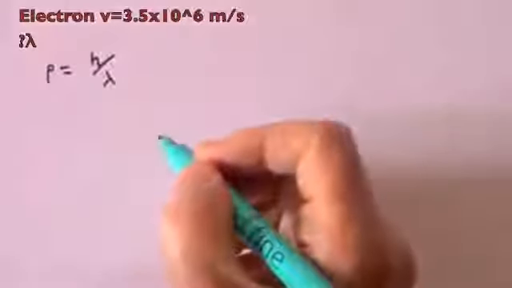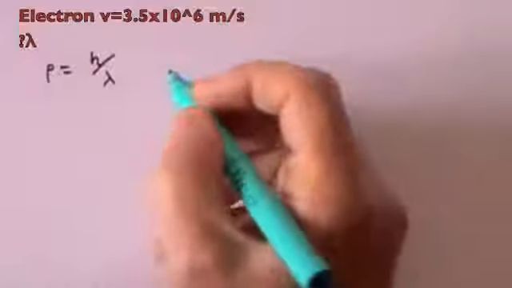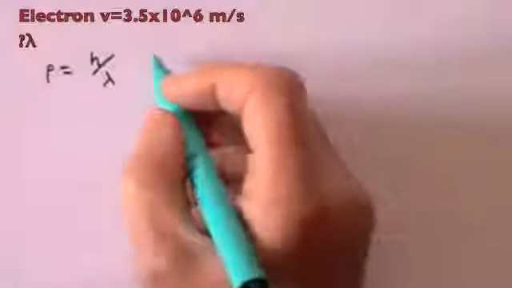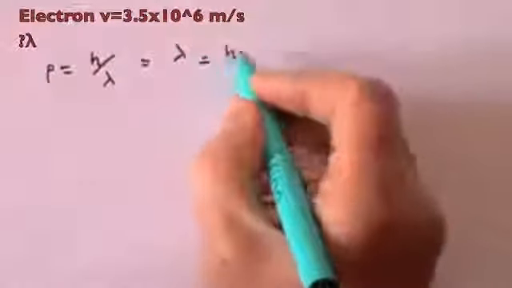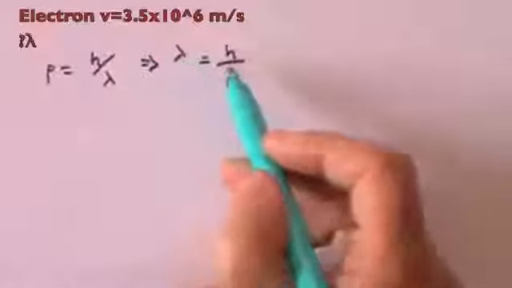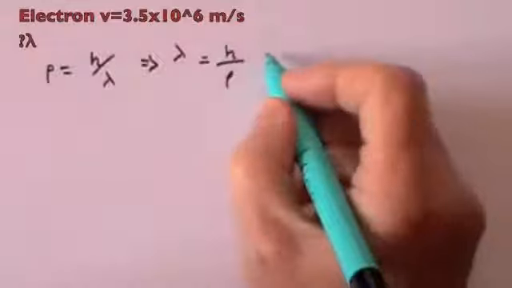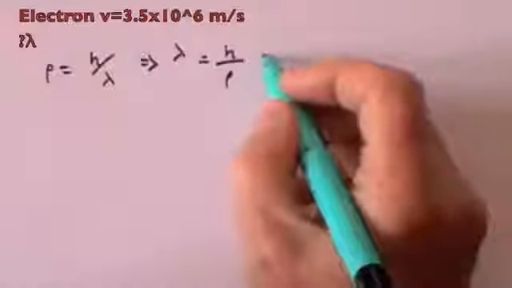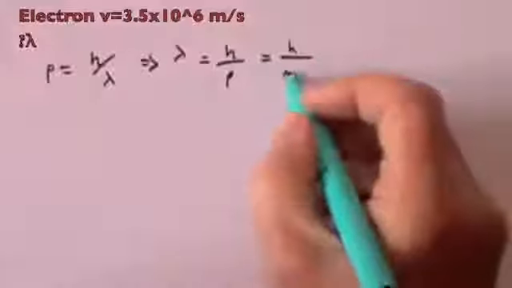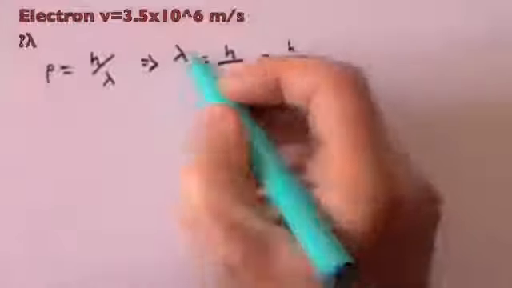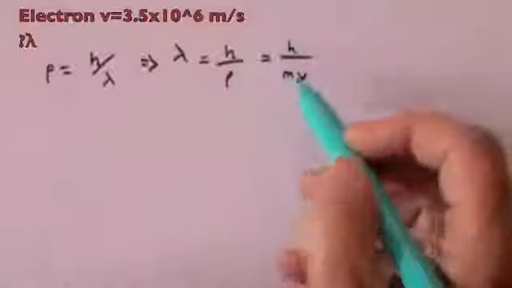Question 7. We are told that an electron has a velocity of 3.5 times 10 to the 6 meters per second, and we are asked to find its wavelength. So once again we can take the de Broglie formula, that p equals h over lambda. The momentum is Planck's constant divided by wavelength. We can rearrange that to say that lambda equals h over p. And since for an electron momentum is mass times velocity, that's h over mv. So now we've got that lambda, the wavelength, which is what we're trying to find, is h over mv.